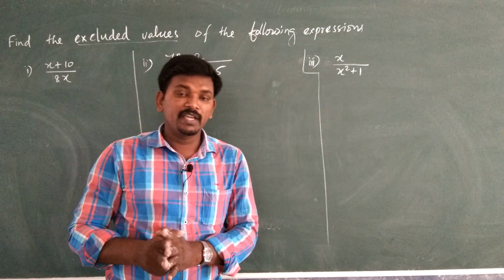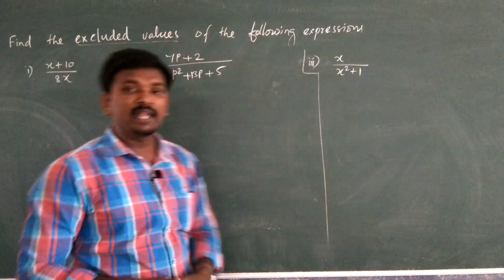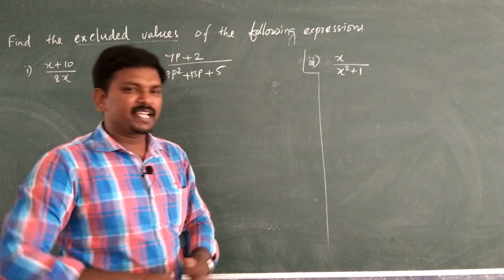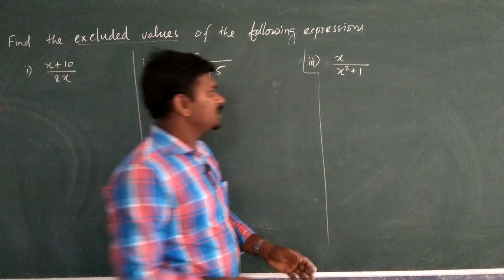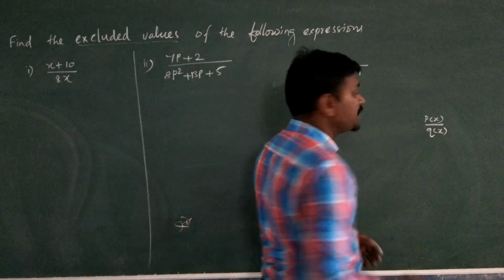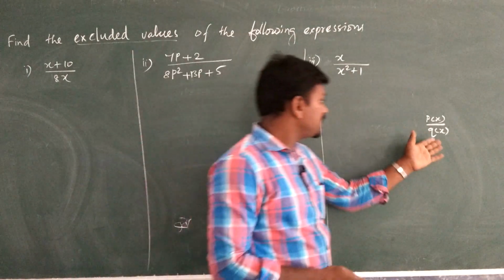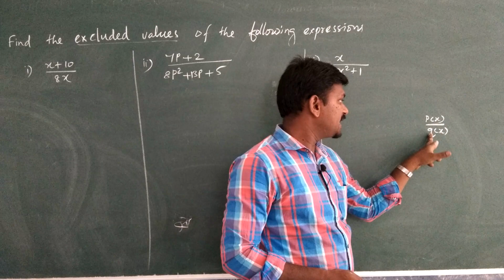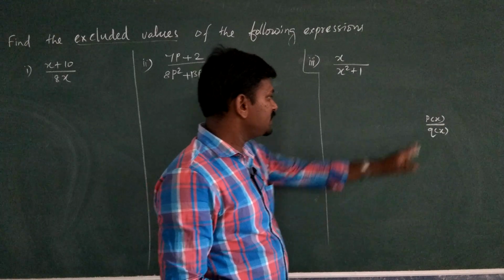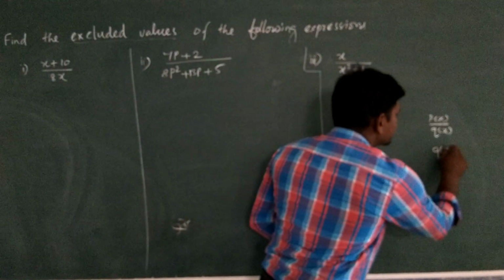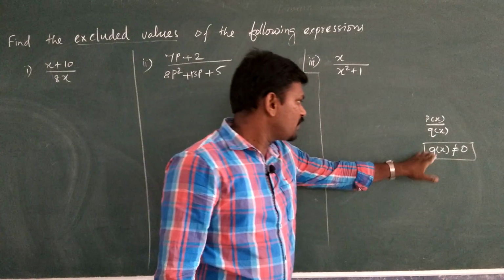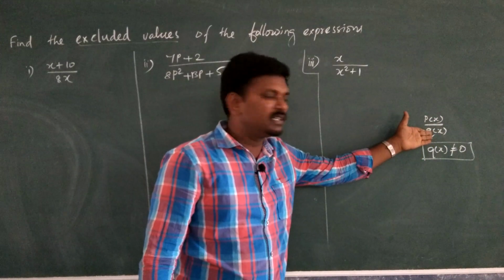Hello students, in this video we are going to see how to find the excluded values. So we know what is excluded values. What is meant by excluded value? Exclude means except that. So we know the general form of the rational expression, that is p of x and q of x, numerator and denominator. So in this type of situation, q of x not equal to 0. This is very important. If q of x is equal to 0, it becomes not defined.